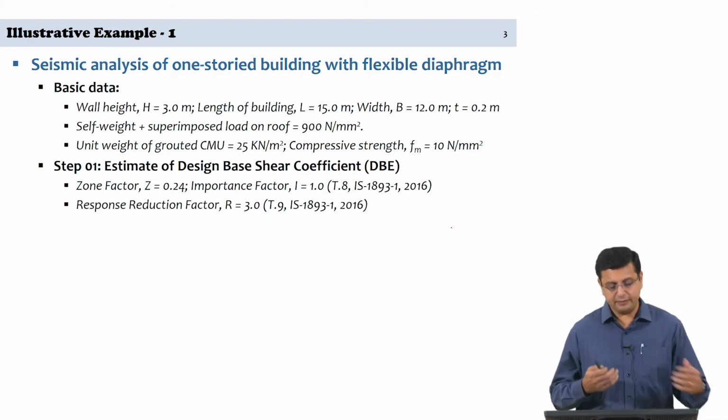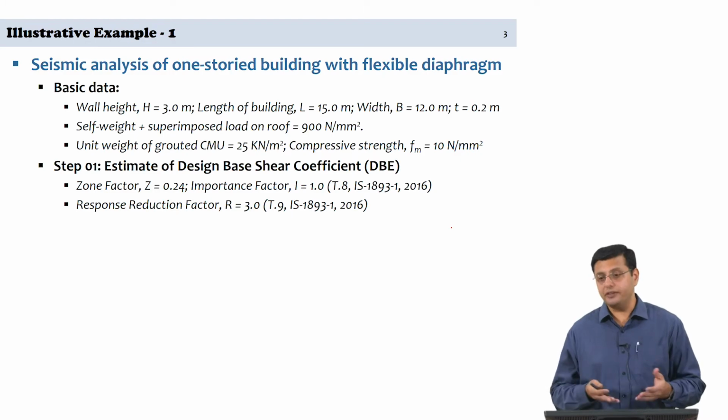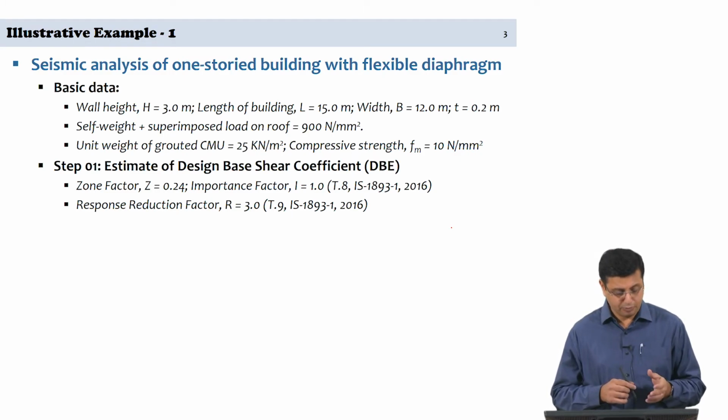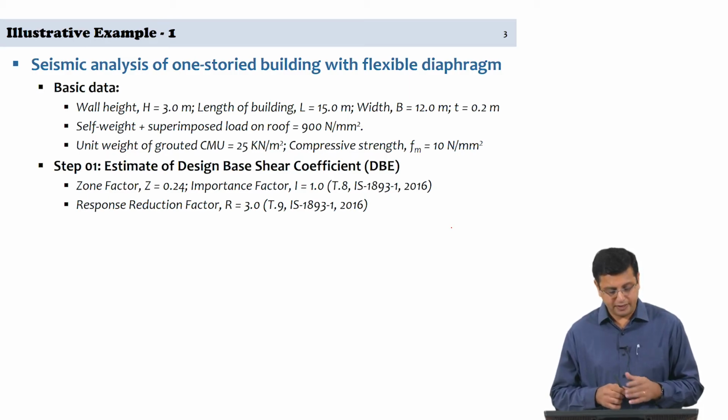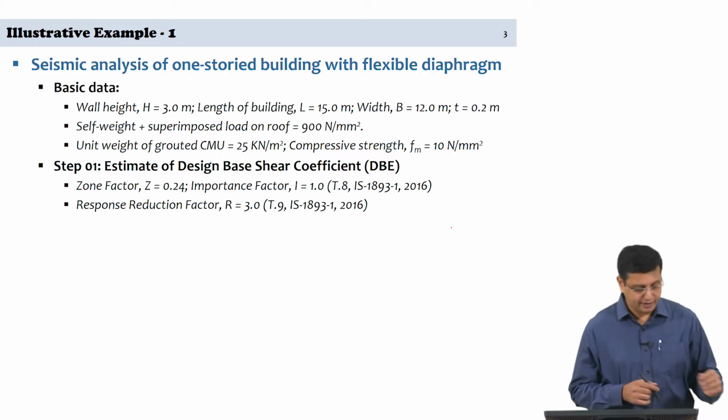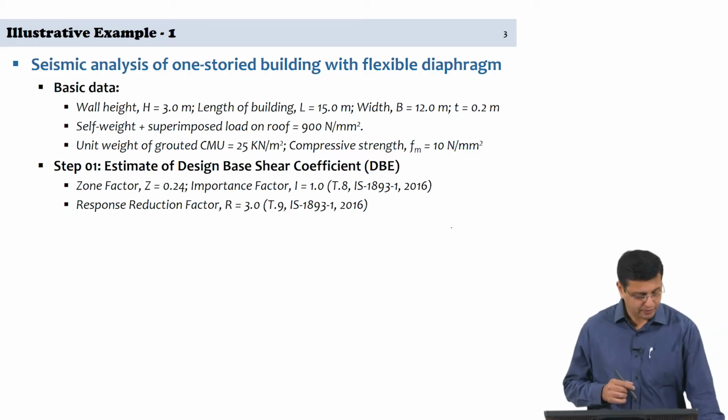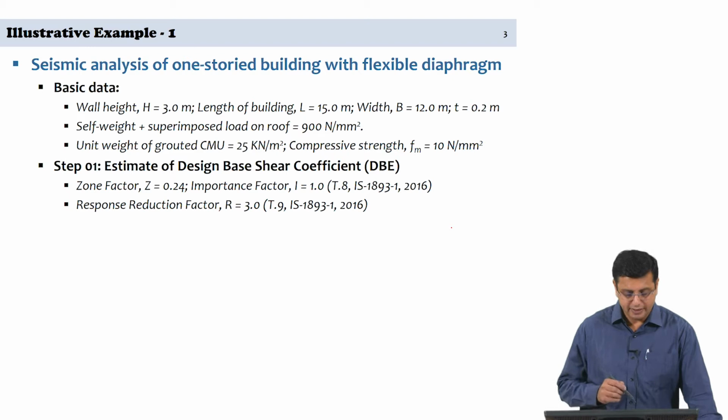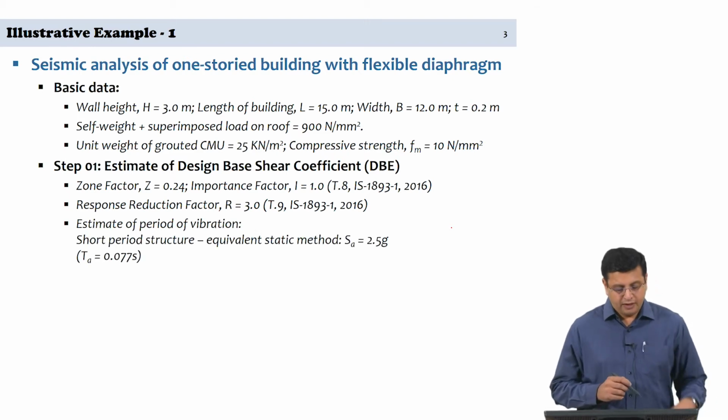For the response reduction factor, I intend to reinforce this construction. So, let us provide the R factor that corresponds to reinforced masonry. I take a response reduction factor R of 3, and this is again with reference to table 9, IS 1893 part 1 2016.